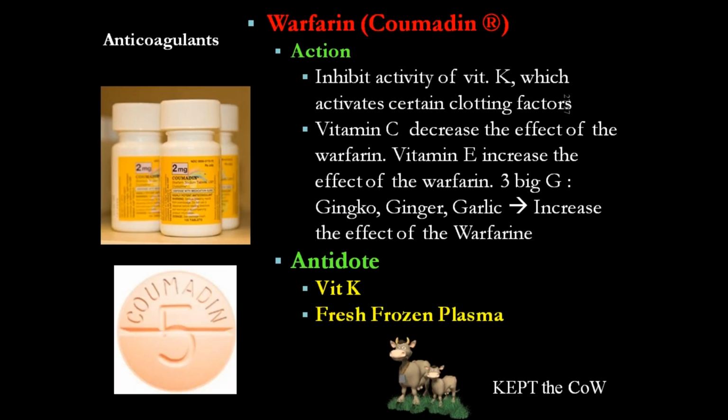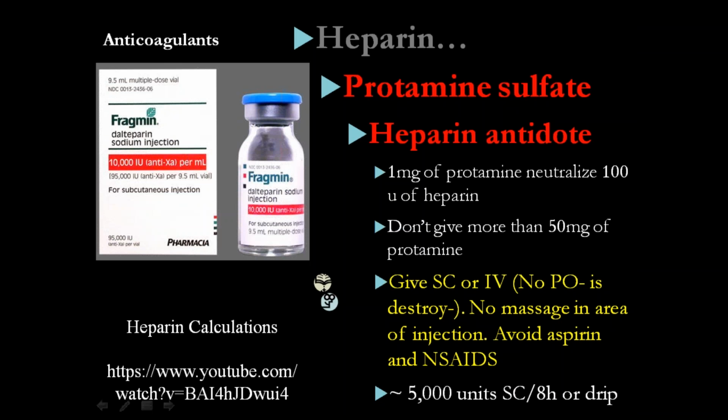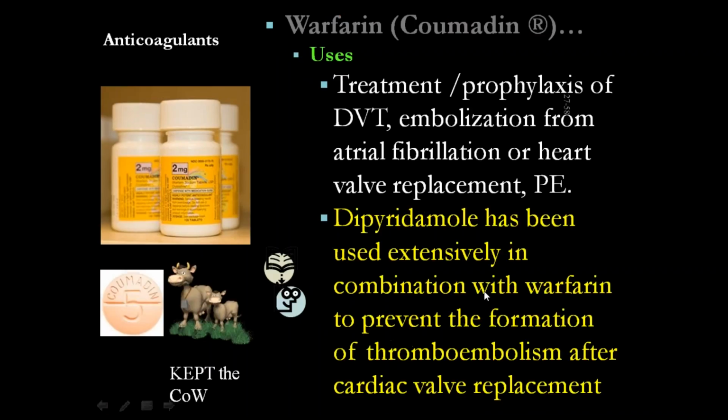Okay, warfarin again. We have vitamin K as the antidote for warfarin. In the previous case, we had protamine sulfate for heparin. For warfarin, we are going to have vitamin K and fresh frozen plasma. Fresh frozen plasma is given when you have toxic levels of warfarin.